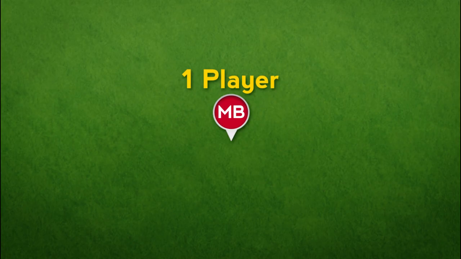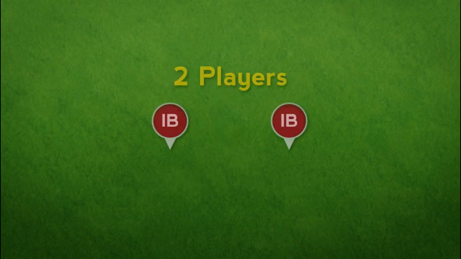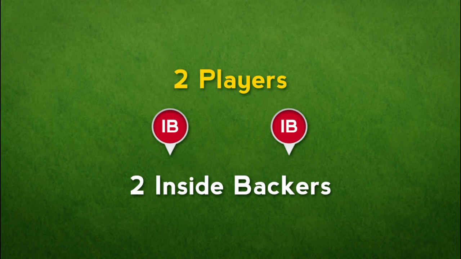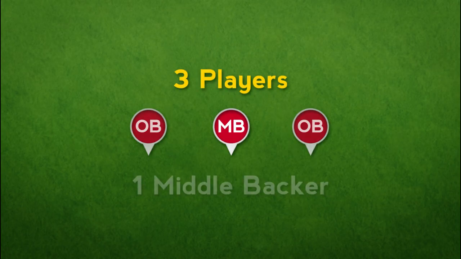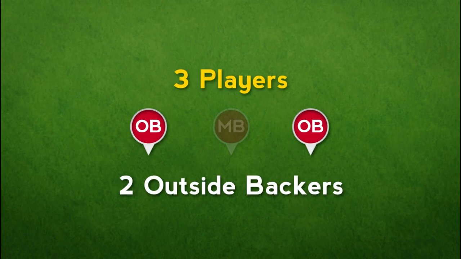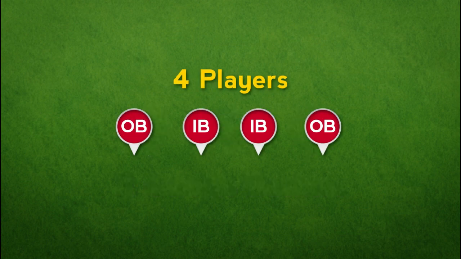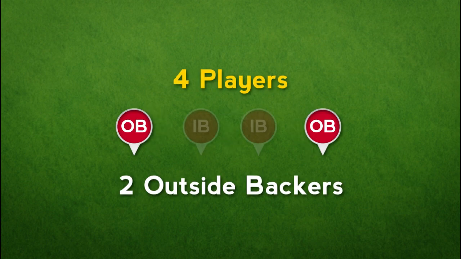The linebackers in the game may consist of only 1 player, 1 middle backer; 2 players, both inside linebackers; 3 players, 1 middle backer and 2 outside backers; or 4 players, 2 inside backers and 2 outside backers. The actual number of linebackers used in the game will depend on the defense your team is using.